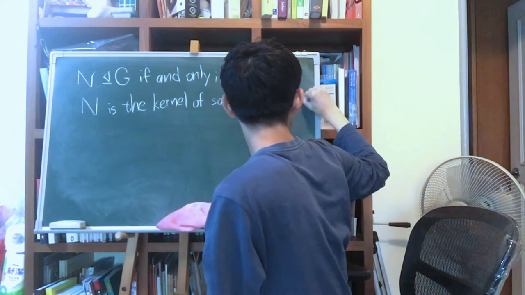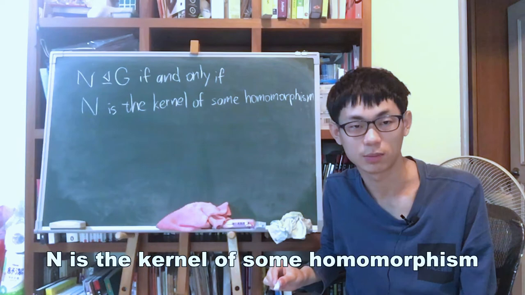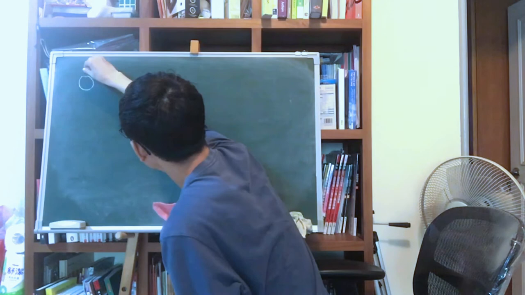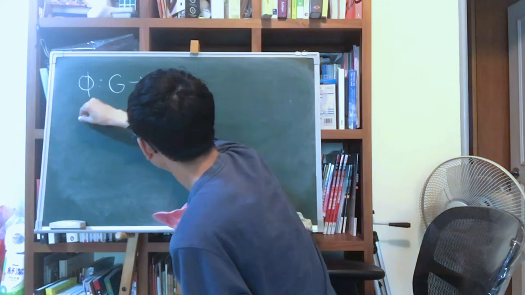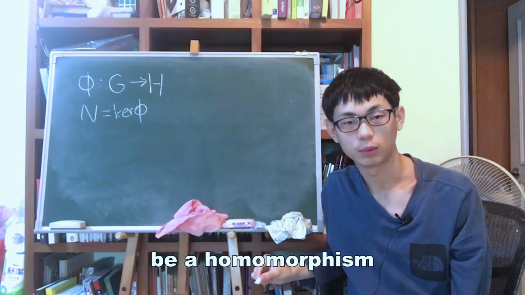Now we show that N is a normal subgroup of G if and only if N is the kernel of some homomorphism. First, let phi map G to H be a homomorphism, and let N be the kernel of phi.